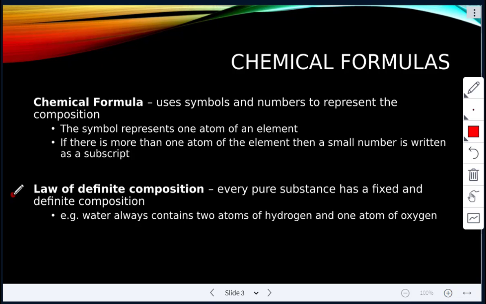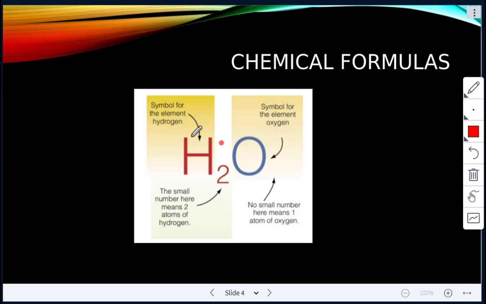For example, water. It always contains 2 atoms of hydrogen and 1 atom of oxygen. So H2O. There's 2 hydrogens, there is 1 oxygen. Shown here as well. So the symbol for hydrogen is H, capital H. This small subscript here means there's 2 atoms of hydrogen. O is the symbol for the element oxygen. There is no subscript here, but because the O is present, there means there is 1 atom of oxygen. All right, so no subscripts for 1.